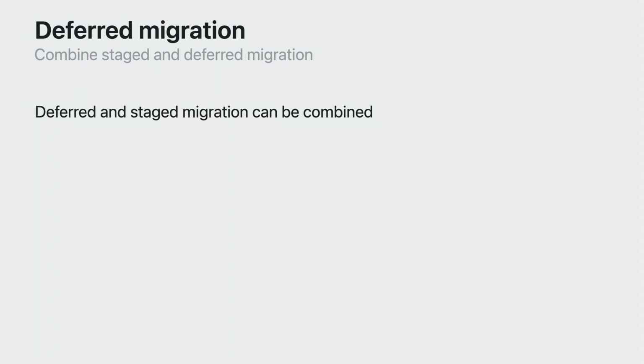Deferred and staged migration can be combined. If you have a set of complex migrations that may take a while, consider designing stages that take advantage of both APIs' capabilities. Returning to the example model in Model v3, where we remove the attribute flight data, this might make for a good deferred migration candidate.